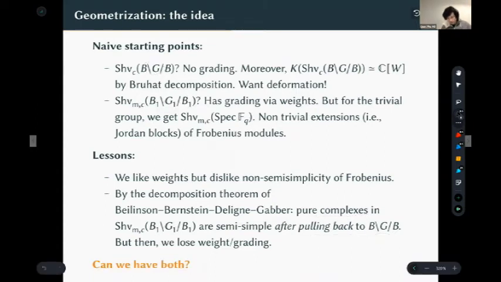The question is, can we be greedy and have both? Namely, can we still keep weights but still have semi-simplicity? Because after you pull back, you don't have weights anymore. Before you pull back, you run into this non-trivial extension. So that is the problem we want to solve.